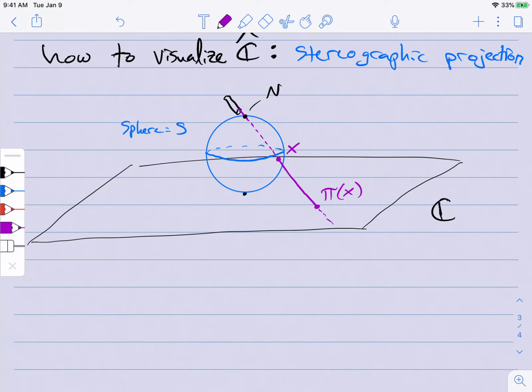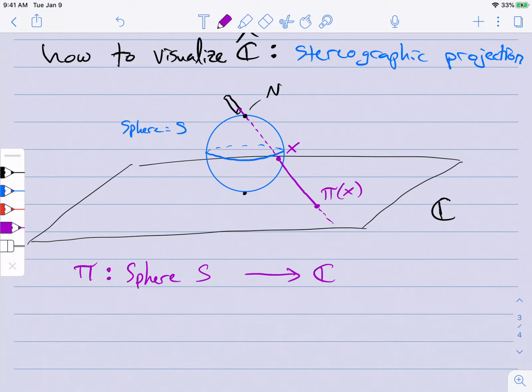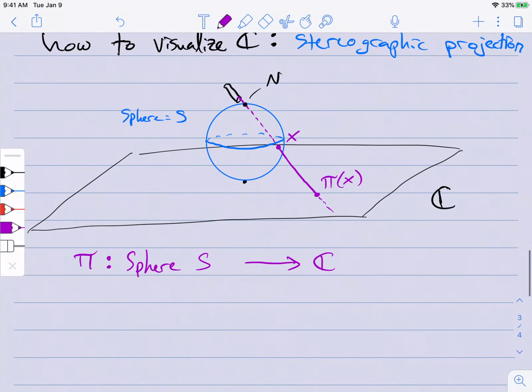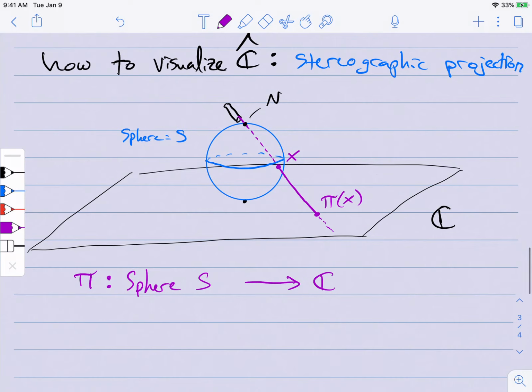And so I'm thinking of this projection, this laser pointer, as defining a map from the sphere onto the complex plane, which sends the point x to pi of x. So pi is a function from the sphere S to the complex plane. However, it doesn't map every point of the sphere onto the complex plane. Why? Because there's nowhere for the North Pole itself to go.